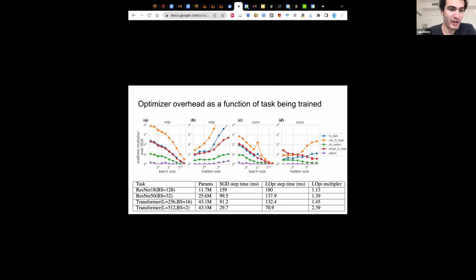We also plotted out some of this overhead on much larger models, just to give a sense of how the timing breaks down in that setting. And it varies, unsurprisingly, but overall, we think these results are promising. For ResNet 18 and ResNet 50, the overhead is under 50%. For transformers, we only start to see bad overhead when we're using a very small batch size. So for example, a batch size of 2 is about 2.4 times the cost.